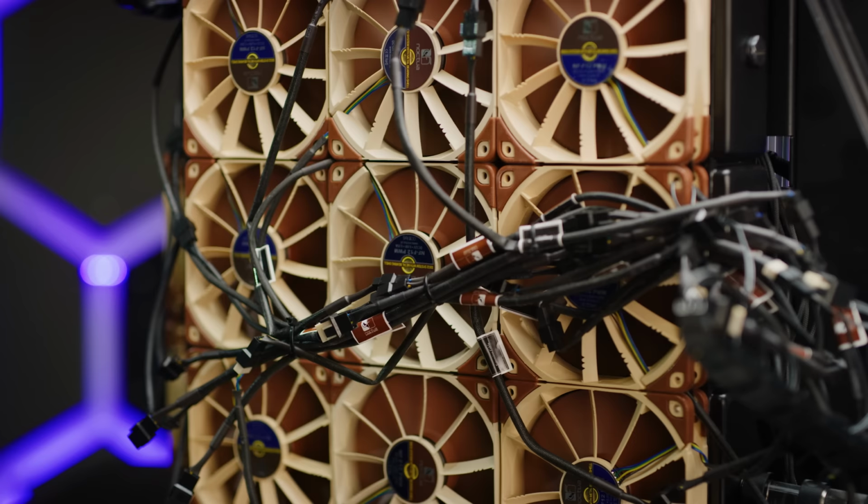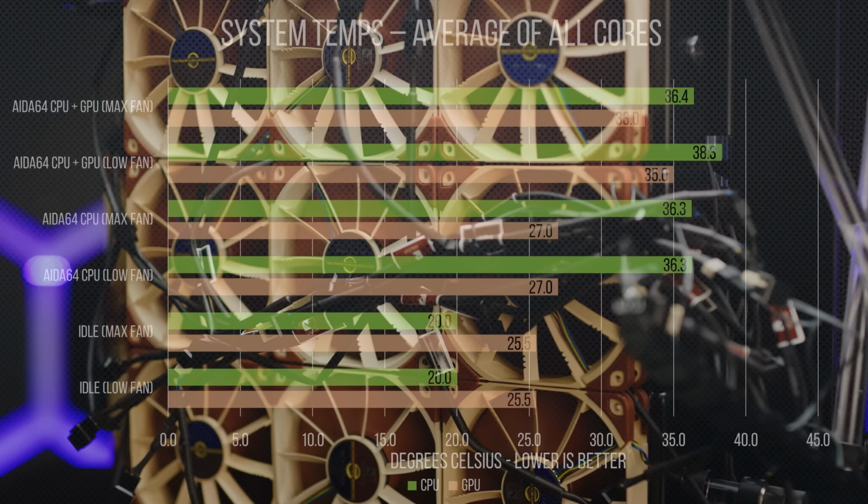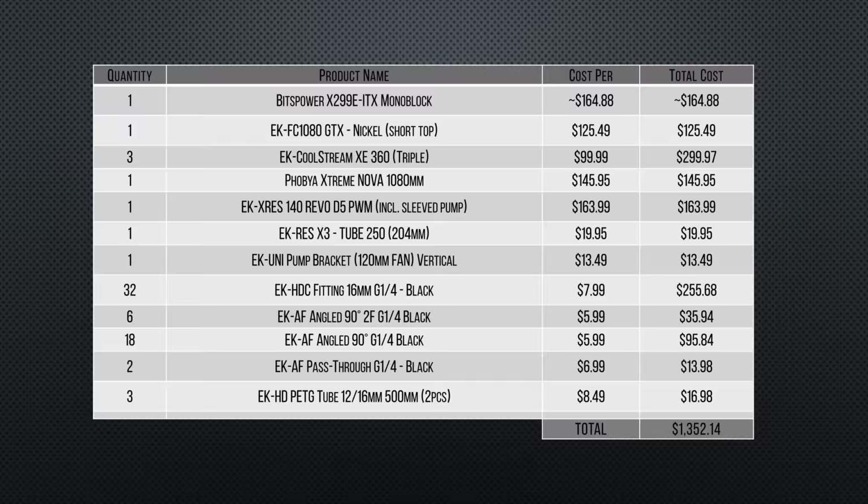Now, we weren't able to fit fans onto all of the radiator spots, but even running at a low RPM, we ended up with some seriously impressive cooling results. So then, conclusion, I guess? If this was a product sent to us by a manufacturer asking for an objective review, what would we say? Well, in this exact configuration, we're looking at almost $1,200 worth of water cooling hardware.